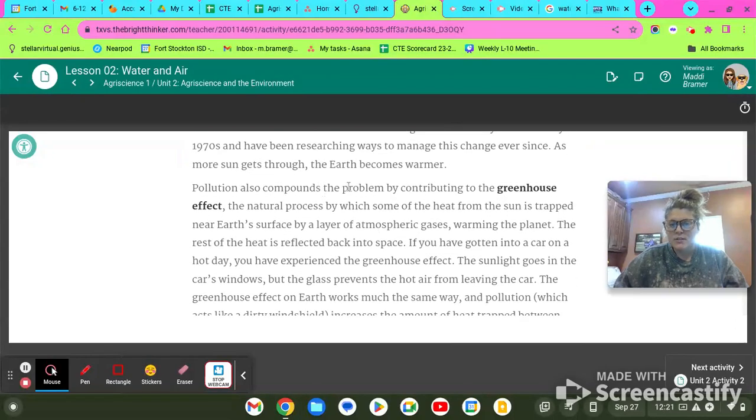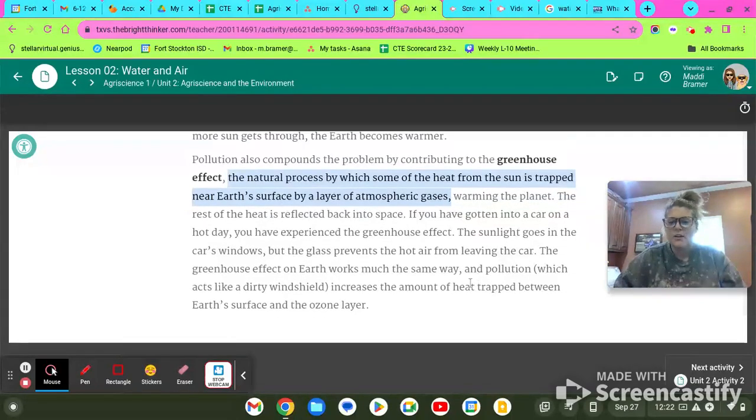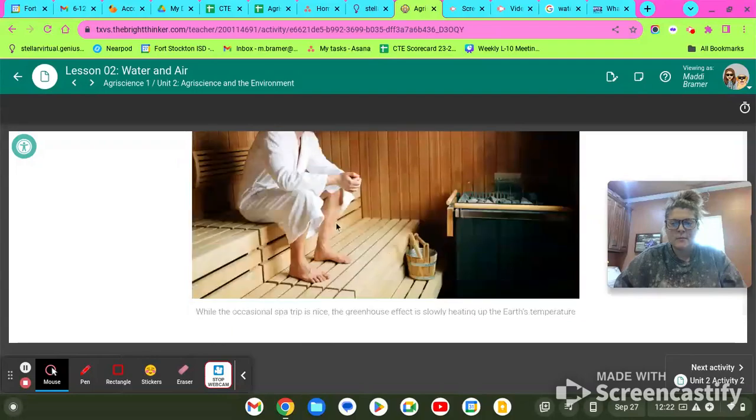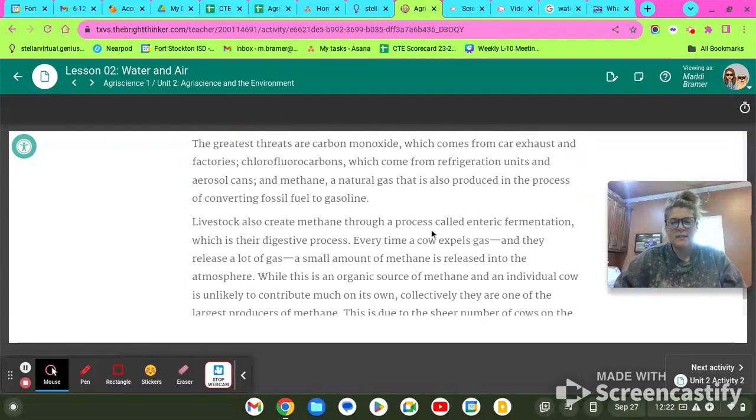So pollution also contributes. I'm sure you've heard of the greenhouse effect. That's the natural process by which some of the heat from the sun is trapped near Earth's surface by a layer of atmospheric gases, and it actually is warming the planet, like a greenhouse. That's why they call it the greenhouse effect. A greenhouse is clear, gets the sunlight, and the heat can't go anywhere, so it creates a warm environment. It continues to talk about the greenhouse effect.